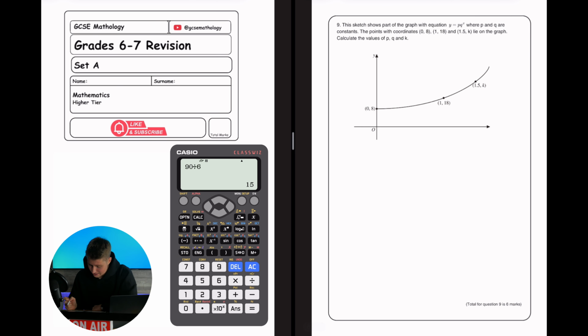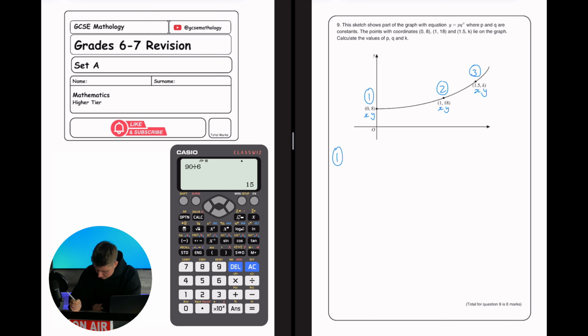Question 9 says, this sketch shows part of a graph with the equation y equals pq to the power of x, where p and q are constants. The points with coordinates (0, 8), (1, 18) and (1.5, k) lie on the graph. Calculate the values of p, q and k. So you've got 3 coordinates here, 1, 2 and 3, that all have x and y coordinates.